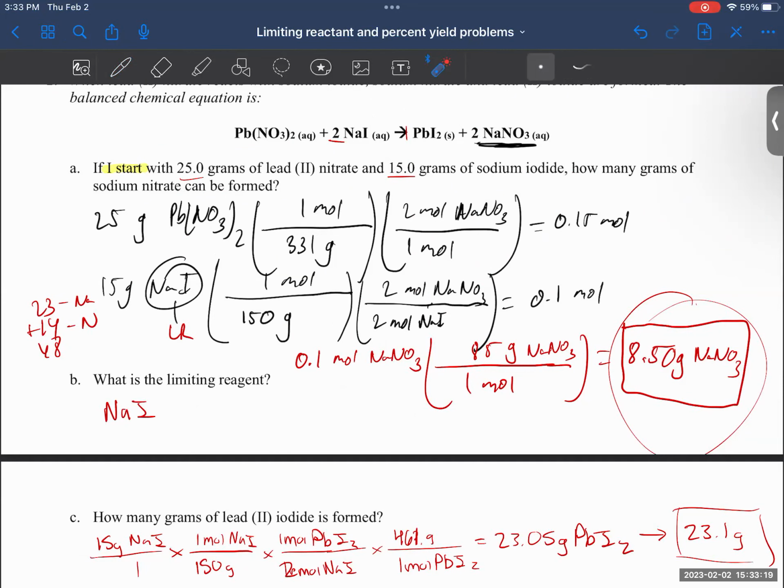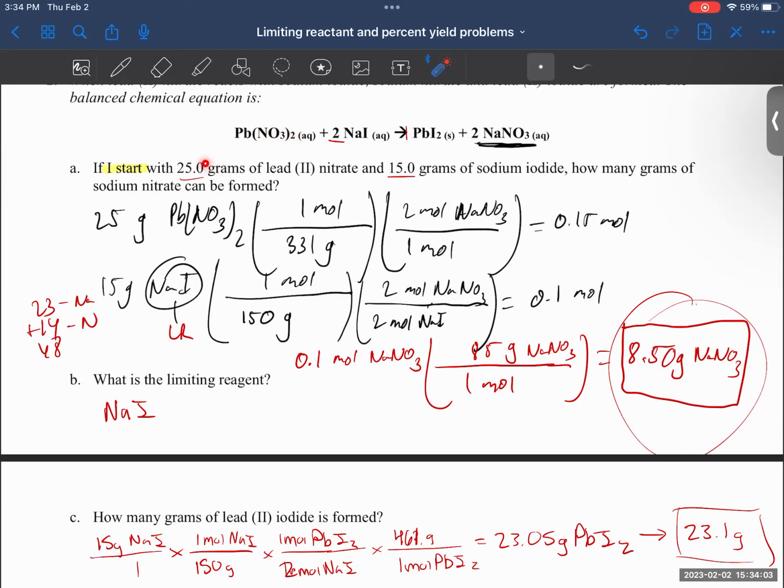So if someone starts with 25 grams of lead-2 nitrate and 15 grams of sodium iodide, how many grams of sodium nitrate can be formed? What is the key thing to think about whenever you're given information about 2 reactants? We were given information about sodium iodide and lead-2 nitrate. Someone on Zoom? Convert from mass to moles and find the limiting reactant. So yes, it's the last part that was said, that we need to figure out the limiting reactant, right?